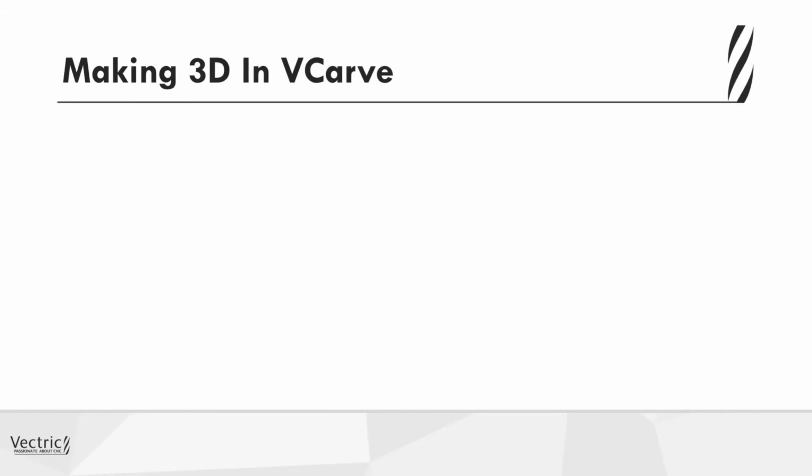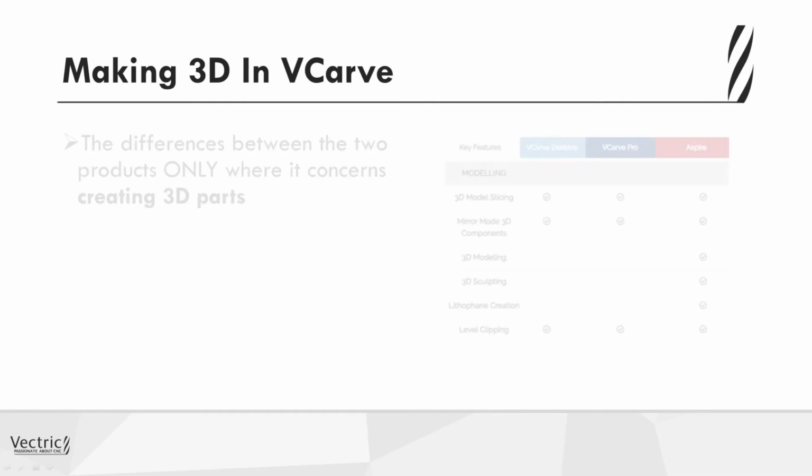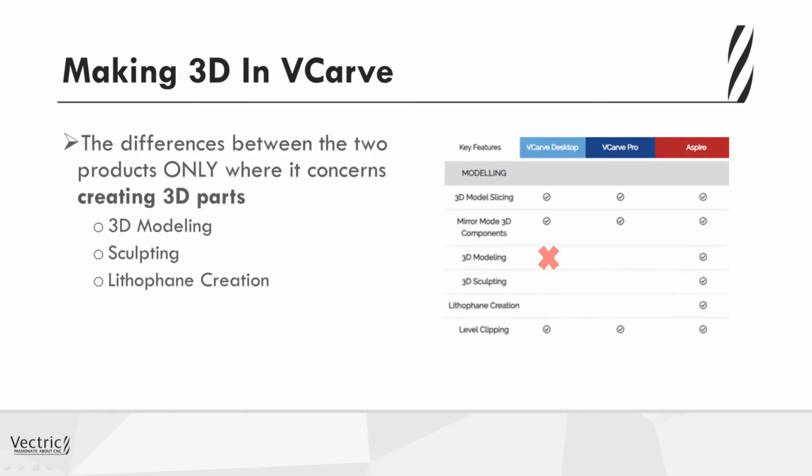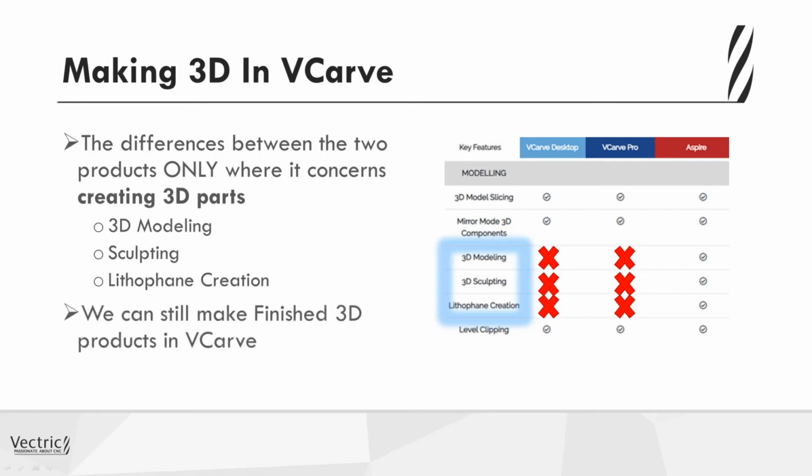Generally, when we think of 3D, we think of Aspire. So let's have a look at the differences between the two products where 3D is concerned. You can see, and are probably already aware, that VCarve doesn't have the 3D modelling and editing tools that Aspire has, along with the ability to create lithophane. So what can we do in VCarve to create finished 3D parts? Well, let's go ahead and take a look.